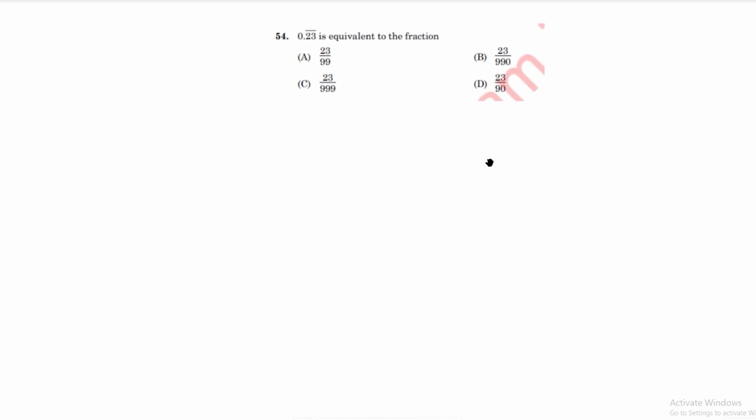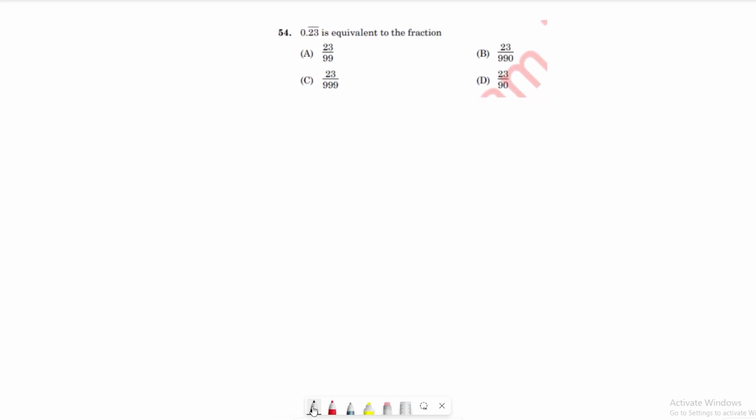Okay, next I will present a very easy question, but a lot of people do not know what this is, the 0.23 and the bar on top of that. It just means 0.232323. Basically this thing will be repeated till infinity, this thing.